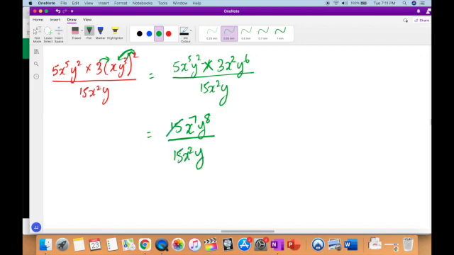Of course, this 15 goes away here. 2 of these x's will go, so I'll have x to the 5. And then 1 of these y's will go, so I'll have y to the 7. So the final answer is x to the 5, y to the 7.